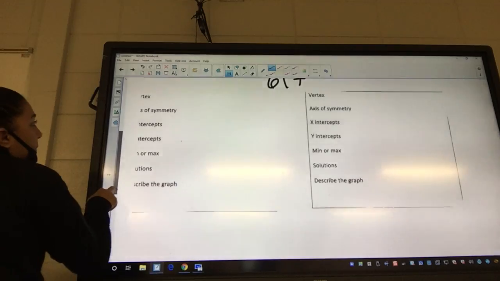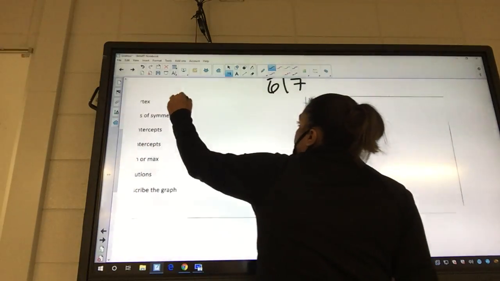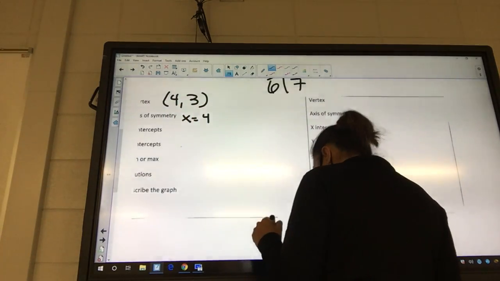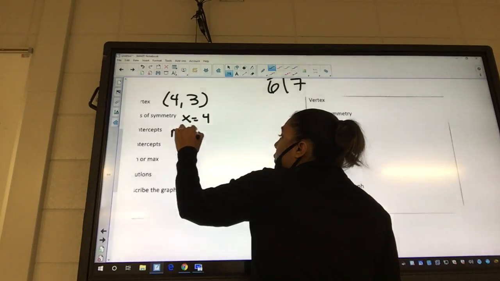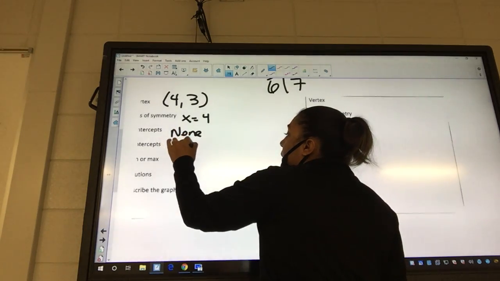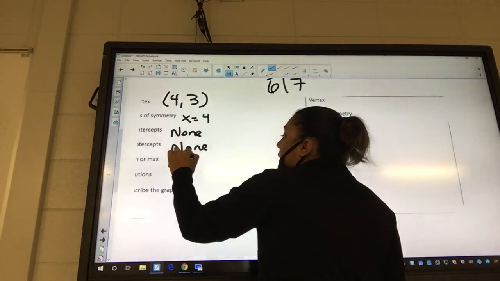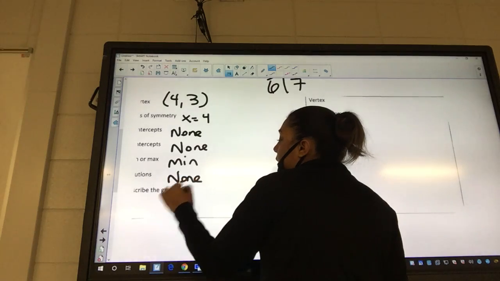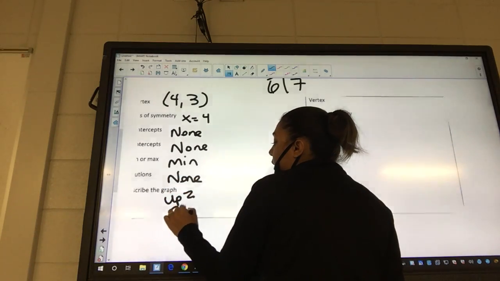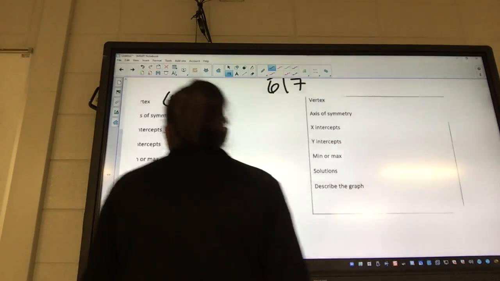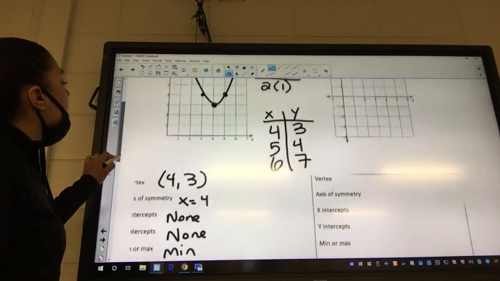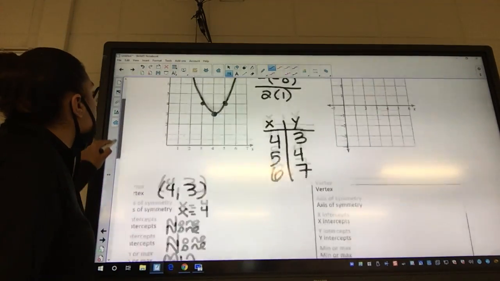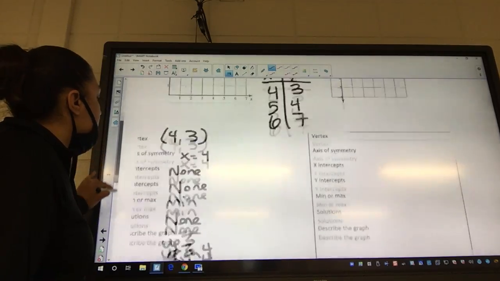Okay, what's the vertex? 4, 3. Axis of symmetry. X equals 4. X-intercept. None. Y-intercept. 9. Min or max. Solutions. None. Description. Up 1, right 1, up 3, right 2, up 5, right 3. Is there anything else? It opens up and there's no slope. So that's good.